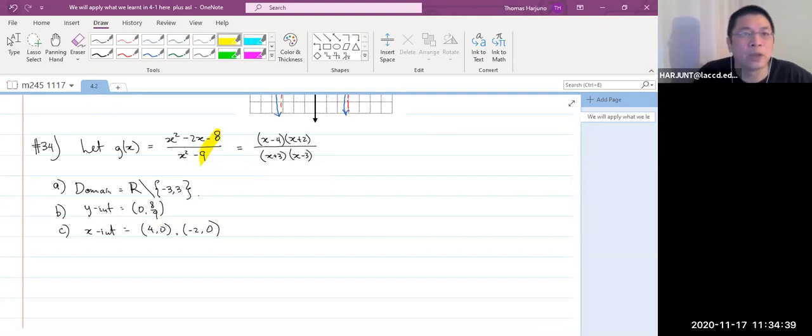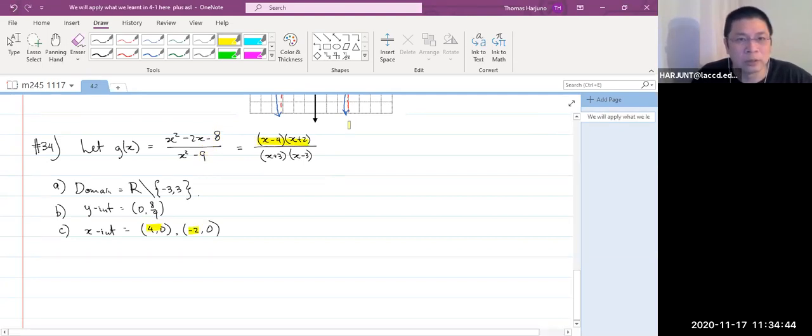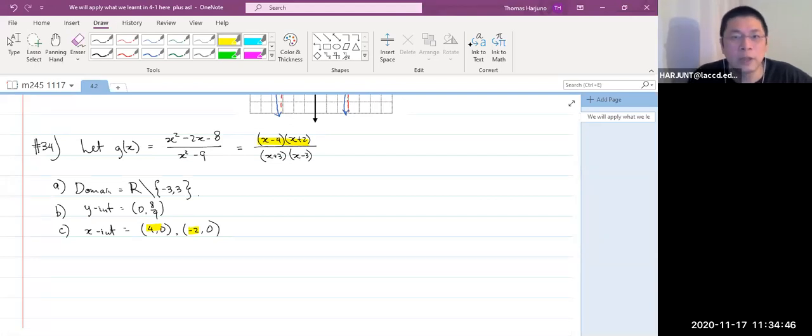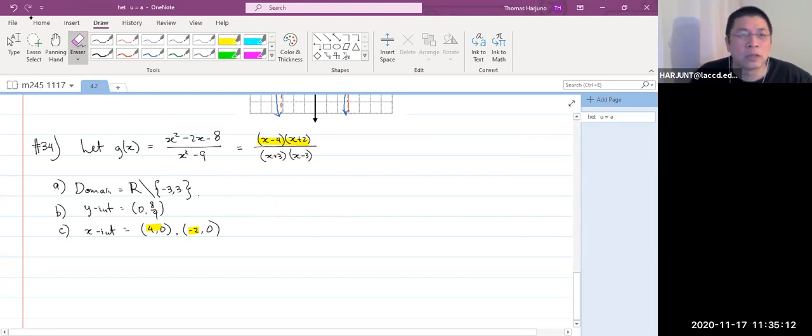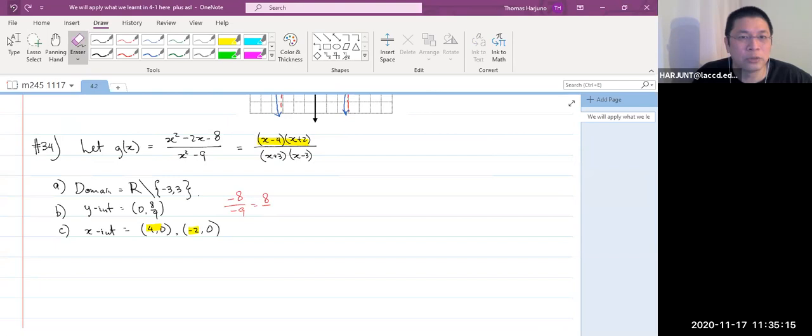Now the third one, how about the x-intercept? For the x-intercept, you look at the numerator. It's about what to look at. What happens to the negative for the y-intercept? What negative for the y-intercept? It's negative 8 over negative 9. That's positive 8 over 9. Negative over negative is positive. So yes, you need to know what to look at.